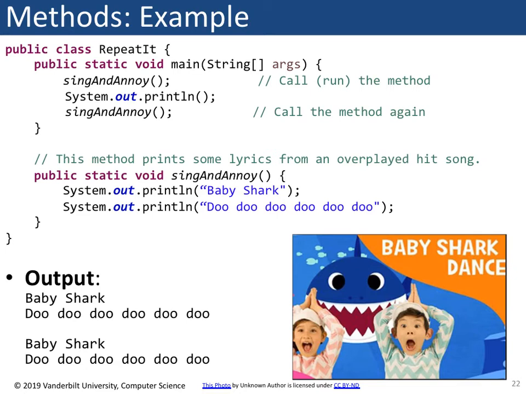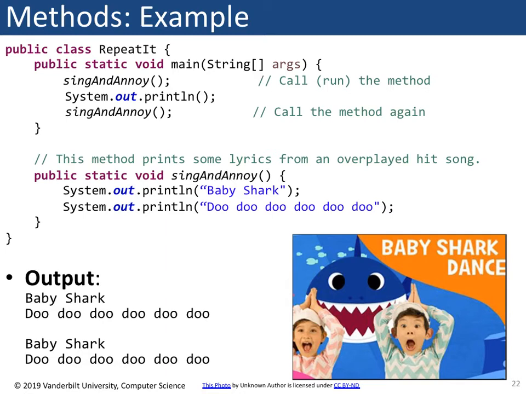So then, this group of lines which are repeated and printed to the console multiple times could be housed in a method. So we'll create a method called sing and annoy, because that's what it does, which will print to the console the words baby shark, followed by carriage return, followed by this line. And it prints some lyrics from an overplayed hit song from a children's YouTube channel. Then in our main method, we will make use of this sing and annoy method.